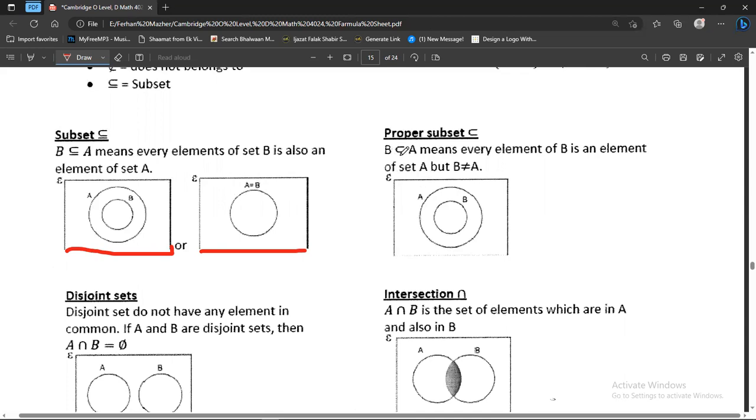If you have only this symbol, this means every element of B is an element of the set A, but B is not equal to A. This is called proper subset. This is called improper subset. Okay, so if all the members of B are in A, but B is smaller than A, then we use this symbol. This means proper subset.